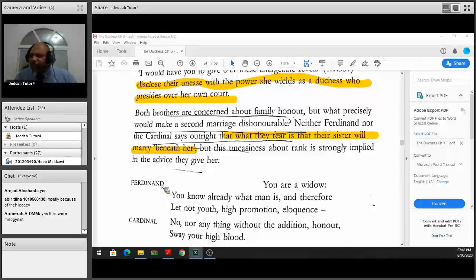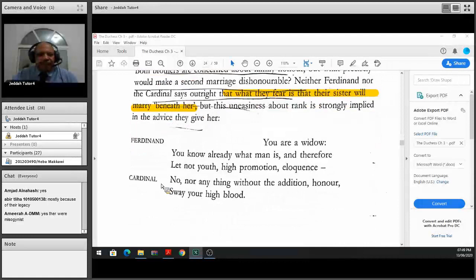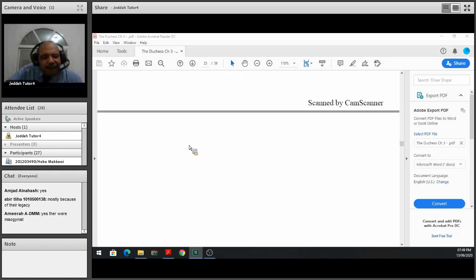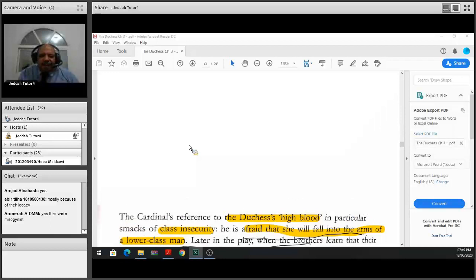Okay, so the Cardinal says outright that what they fear is that their sister will marry beneath her. So she's high blood and she should stay high blood. If we agree, and obviously they don't, that you get married from within your ranks, we're fearful that you may get married beneath your class, which is what she did, obviously.